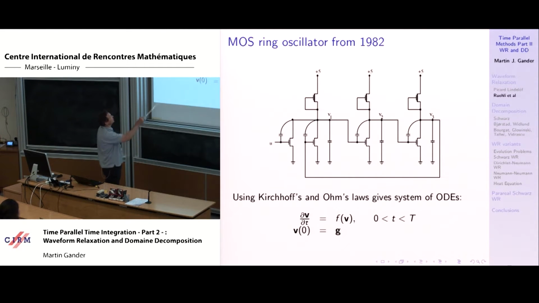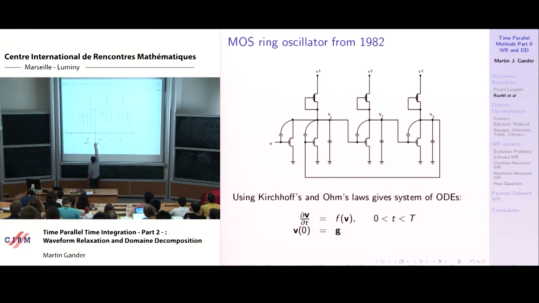And here is the original example they had. It's a Moss-ring oscillator from 1982. The circuit that has 3 voltages that are measured, V1, V2, and V3. There is ground here, here, and here. There is a feedback loop that comes from the last voltage to the gate of the first transistor, and there is a voltage source here that drives this Moss-ring oscillator.